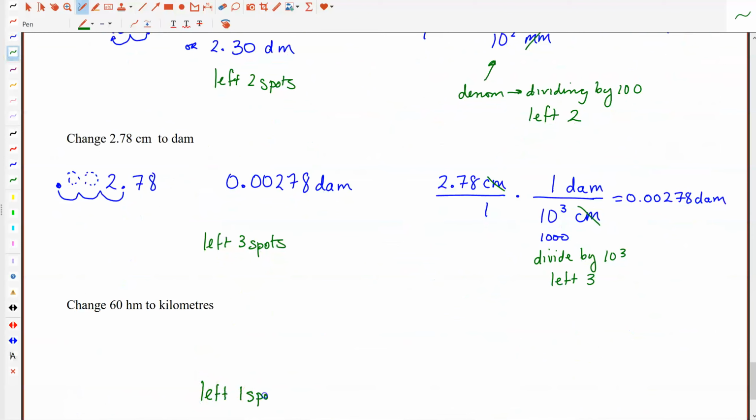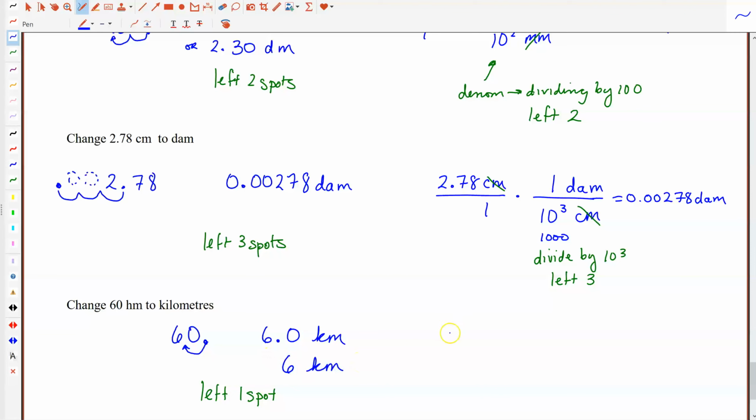Okay, so this means then when I want to do the adjustment, I want to go left 1 spot. Okay, so in the number 60, if the decimal point is here, if I move it left 1 spot, I would end up with the decimal point after the 6. So you can write it as 6.0 kilometers, or you could just write it as 6 kilometers.